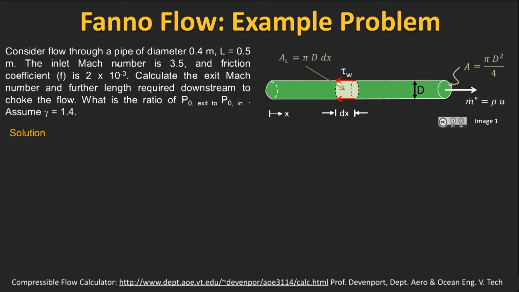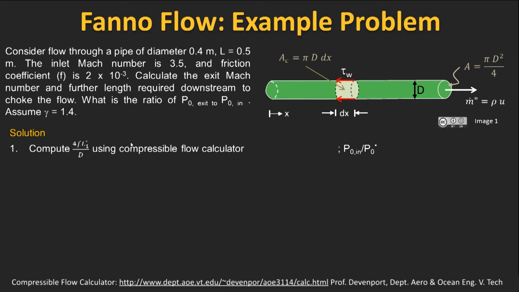So let's consider a flow through a pipe of diameter 0.4 meters with a length 0.5 meters. We are told the inlet Mach number is 3.5 and the friction coefficient is 2 times 10 to the minus 3. We are asked to calculate the exit Mach number and the further length required downstream to choke the flow. We are also asked to compute the ratio of the exit stagnation pressure to inlet stagnation pressure, while assuming the ratio of specific heats gamma is 1.4.